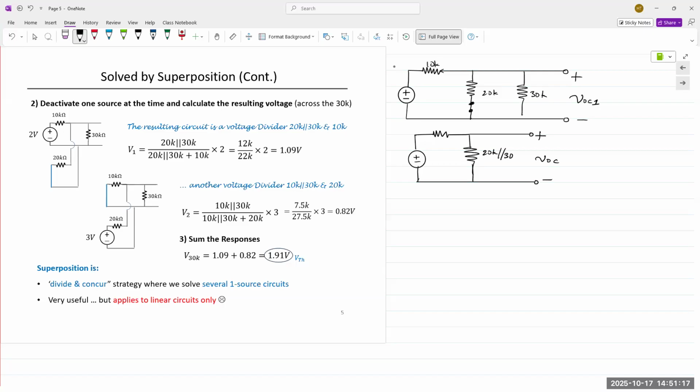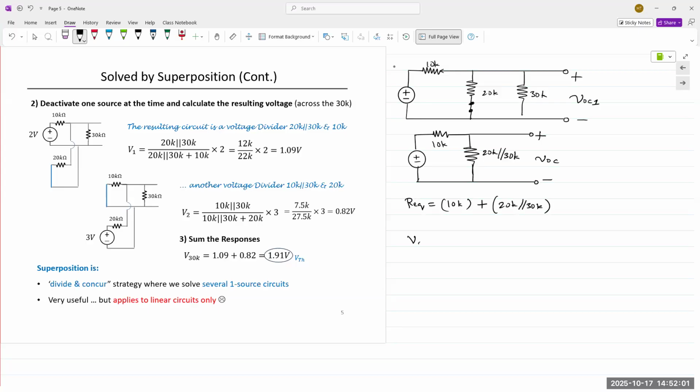This is 20K in parallel with 30K. It's 10K, which would be in series with that one. It's exactly the same as the previous one. Does everybody see that? So we can apply voltage division again, but this time the Req is 10K in series with the 20K parallel with 30K.